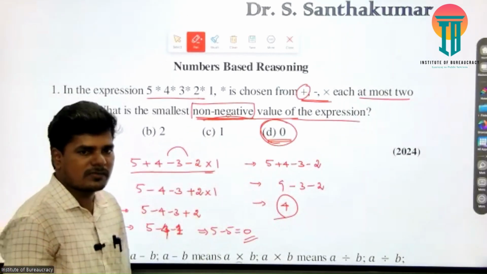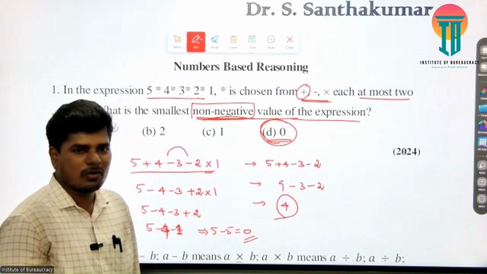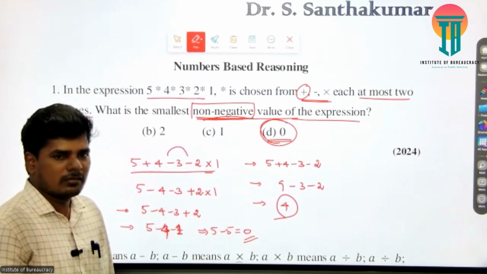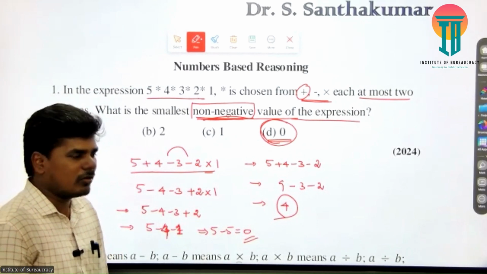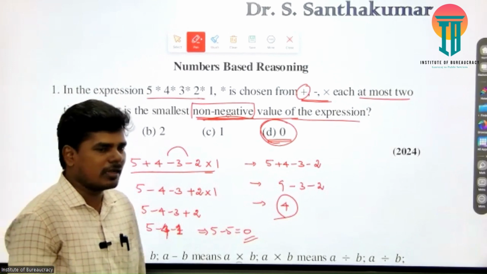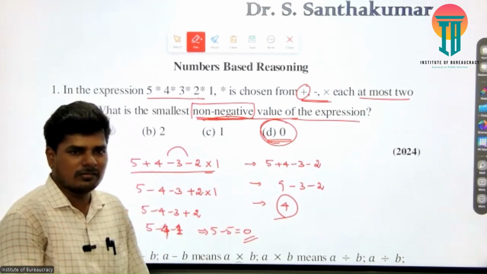Okay, non-negative value starts from 0. 0, 0.1, 1, 2, 2.3. What are they? They are non-negative values. No. 0 is nothing, neutral value. 0 is not a negative value, not a positive value.